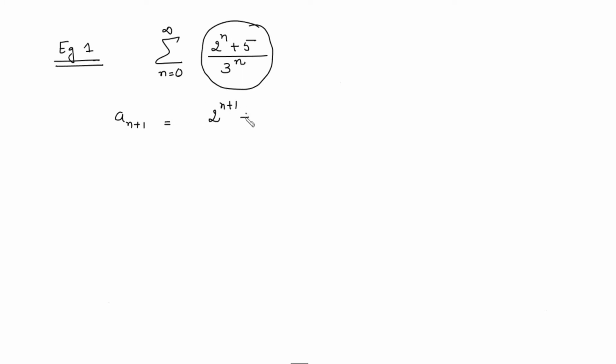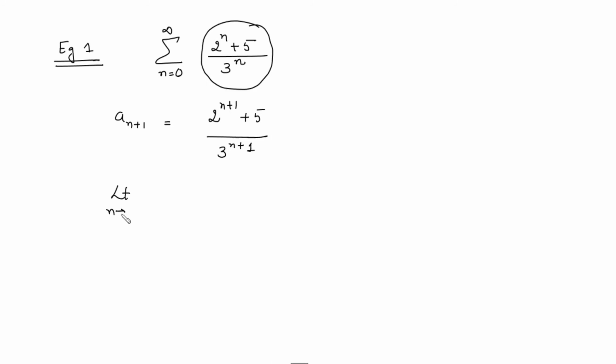Let's suppose we have to check the behavior of the series (2 to the power n plus 5) divided by 3 to the power n, where n varies from 0 to infinity. So this is our series whose behavior is to be found with the help of the ratio test. This is our nth term, right? So what will be our n plus 1th term? Just replace n with n plus 1, and we get the n plus 1th term. So this is our n plus 1th term, right?